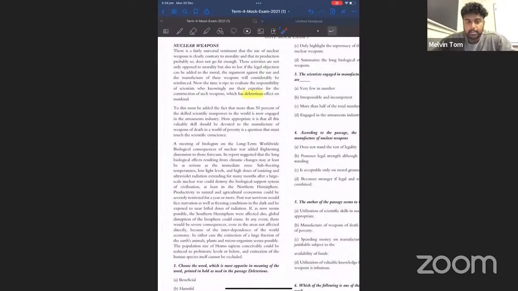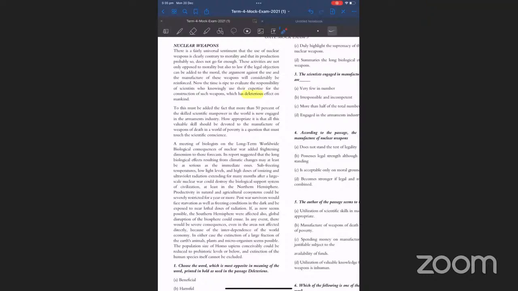So it means that it's widely known that everyone thinks that the use of nuclear weapons is against morality, which means the right thing to do. Wait, and that its production, nuclear weapons? What are nuclear weapons?